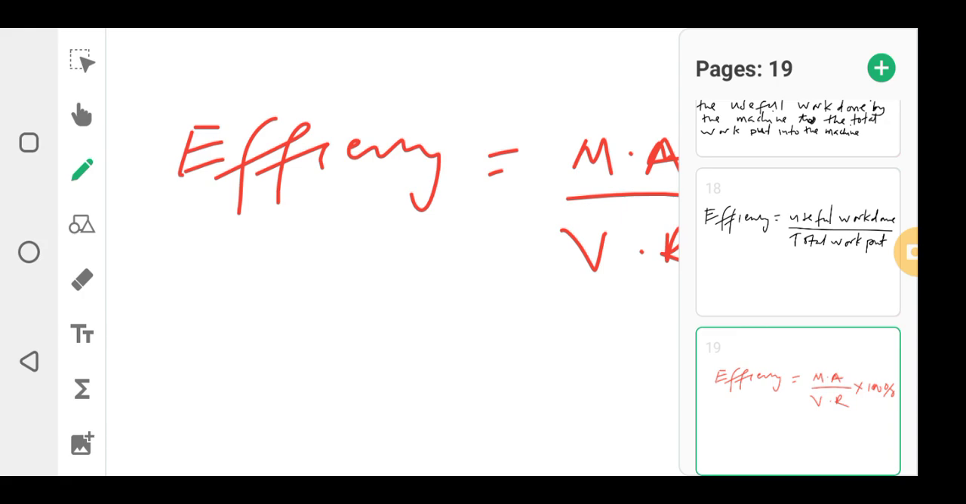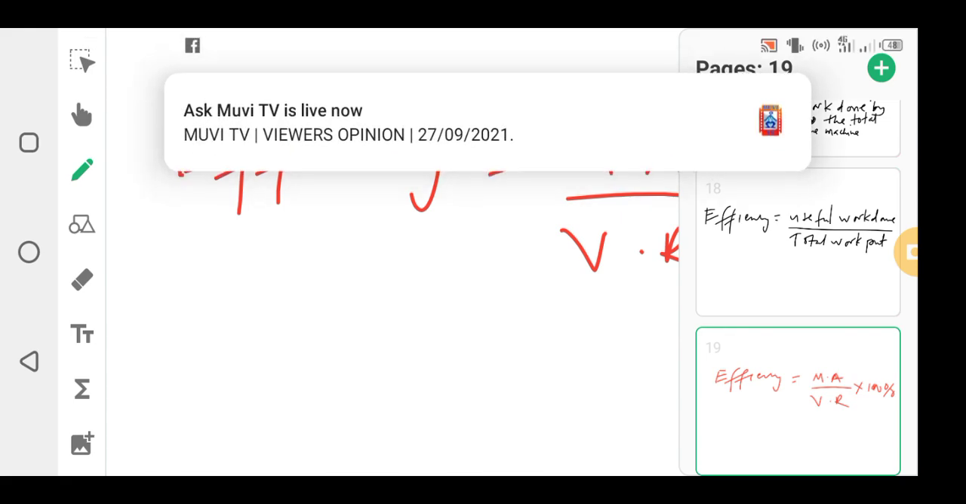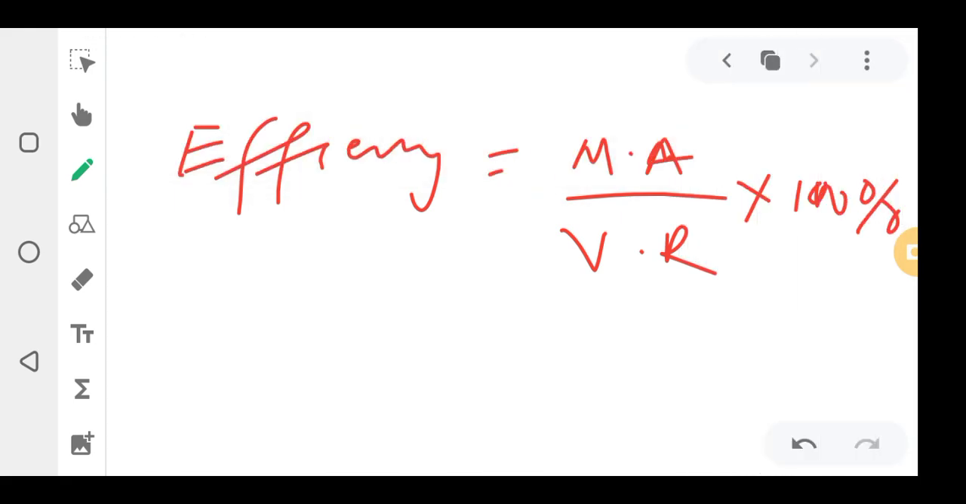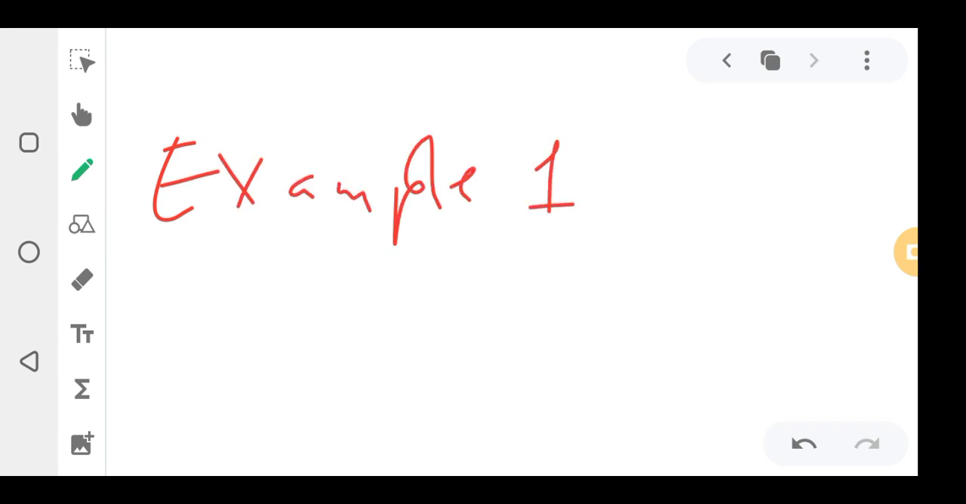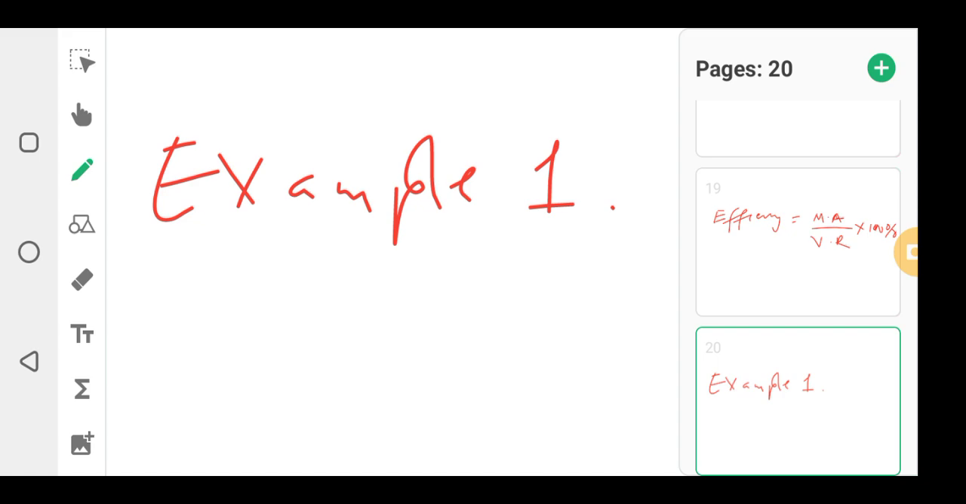Okay, that's how it's put. All right, let's look at a question, for example. Let's look at an example so that you understand how it's done. Example one. I'll give an example under a lever.